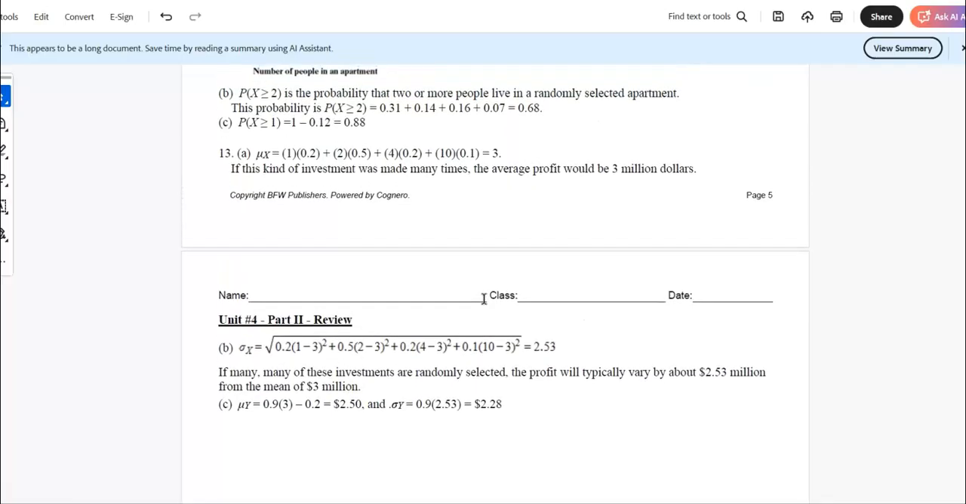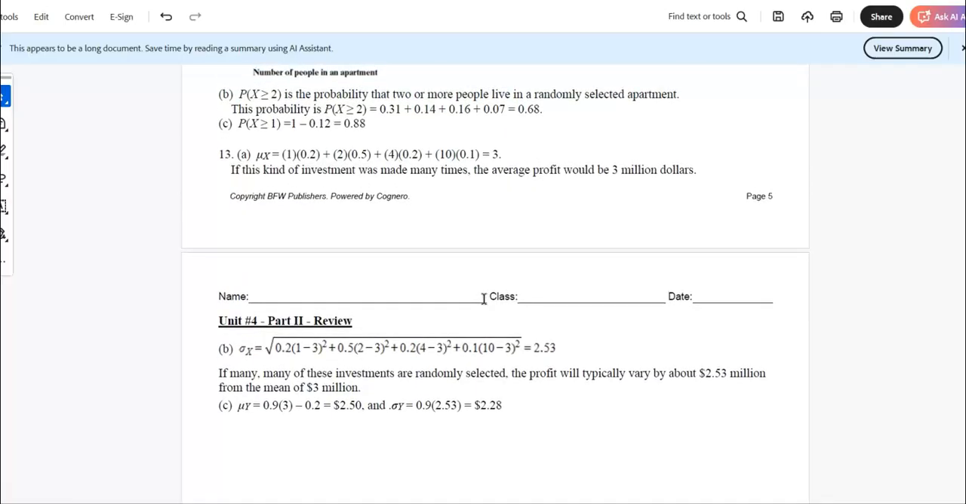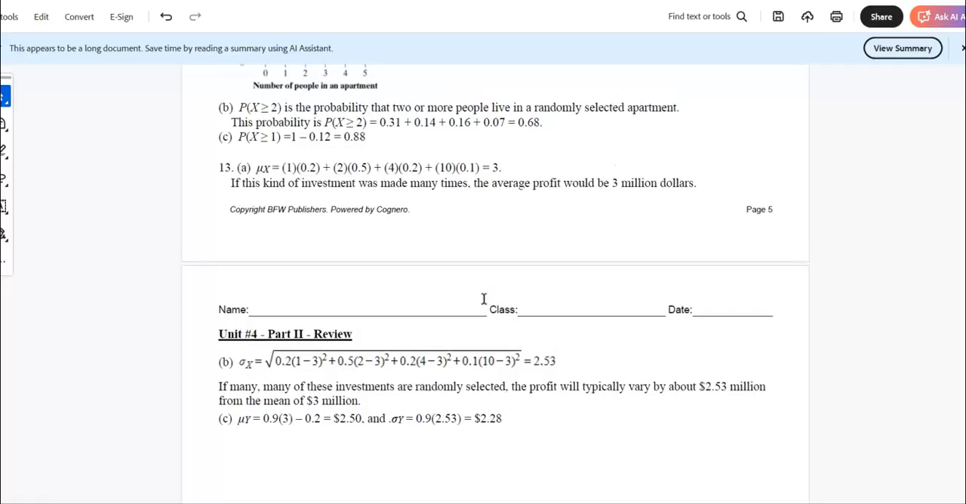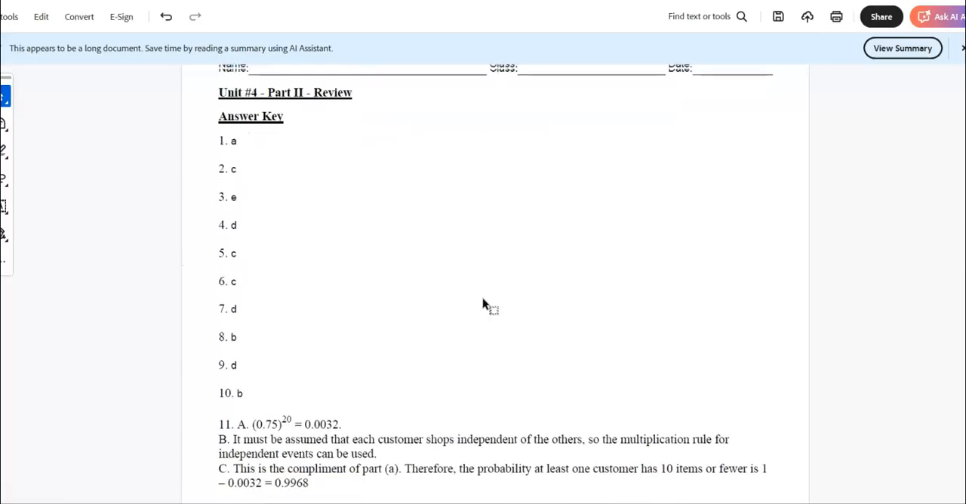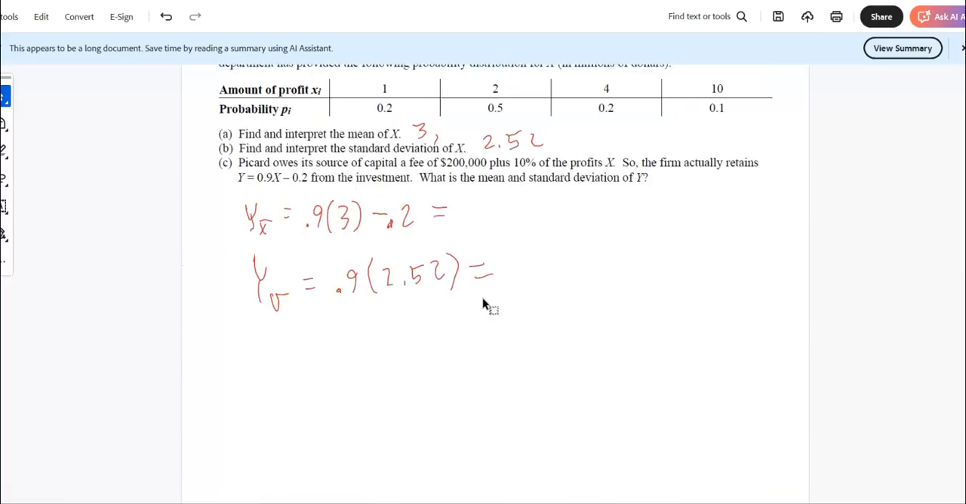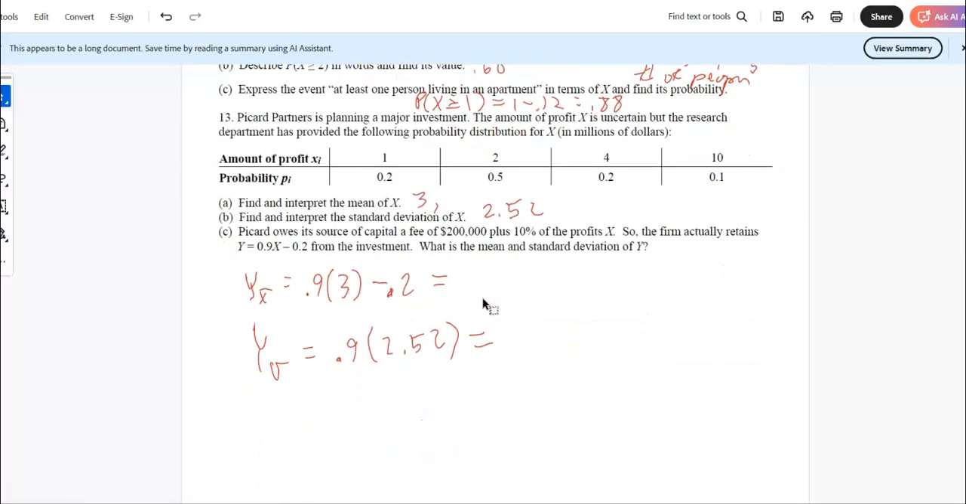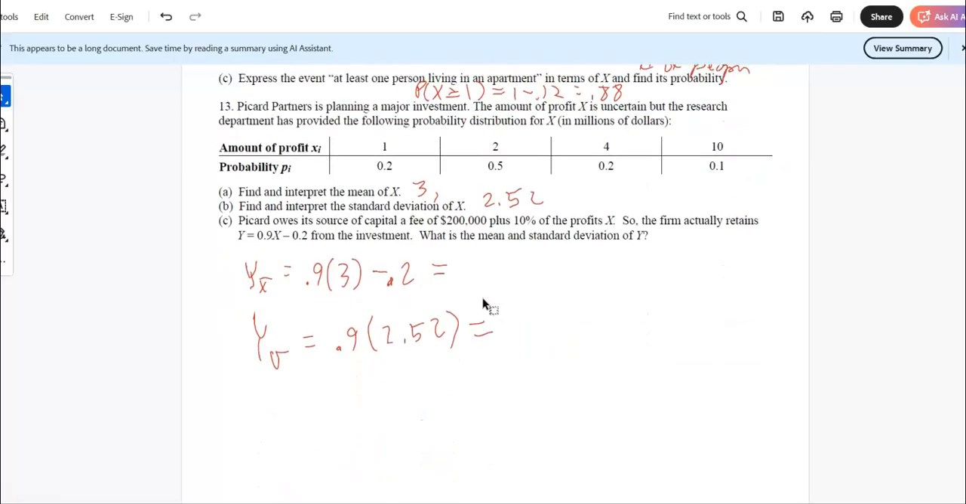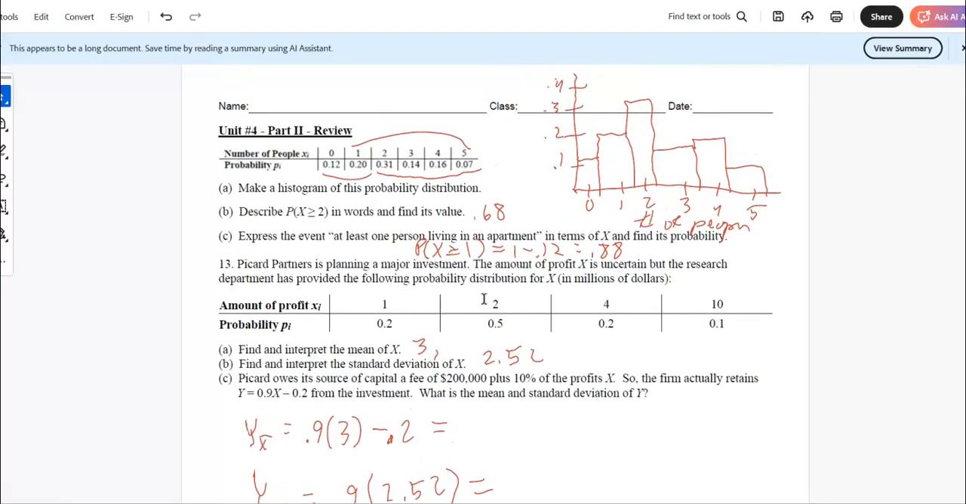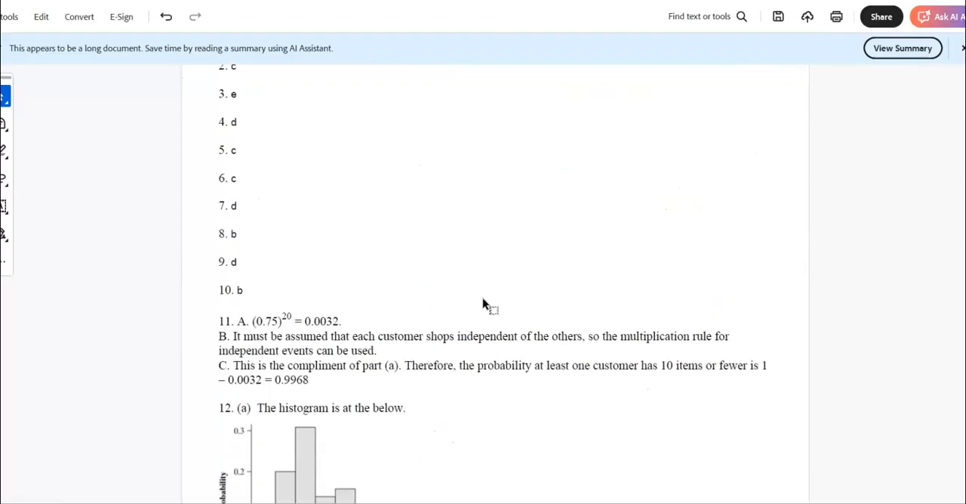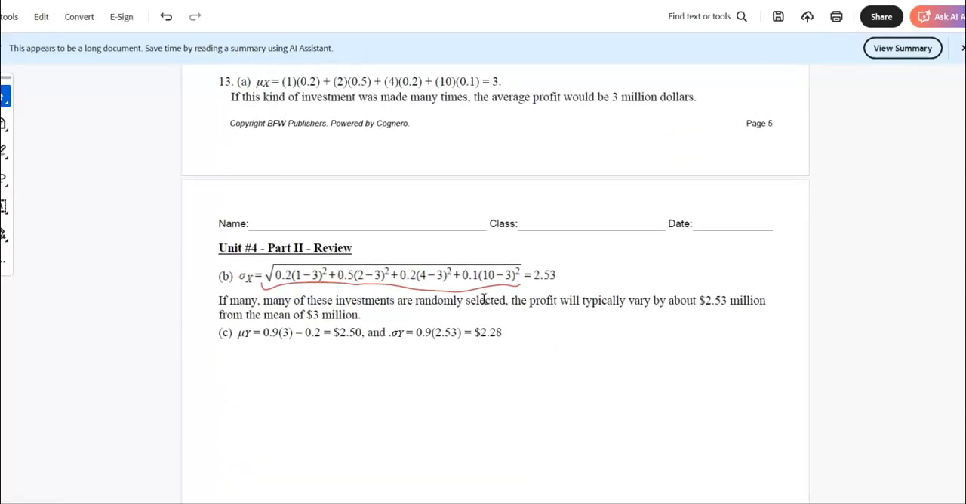Did I do that right for 13B? Let's see. Oh, they did it by hand. I see that. But did we get 2.53? I think we did. Yeah, 2.52, yeah, 2.53. So some of these I was doing in the calculator and they were doing them by hand, but you can see the results there.